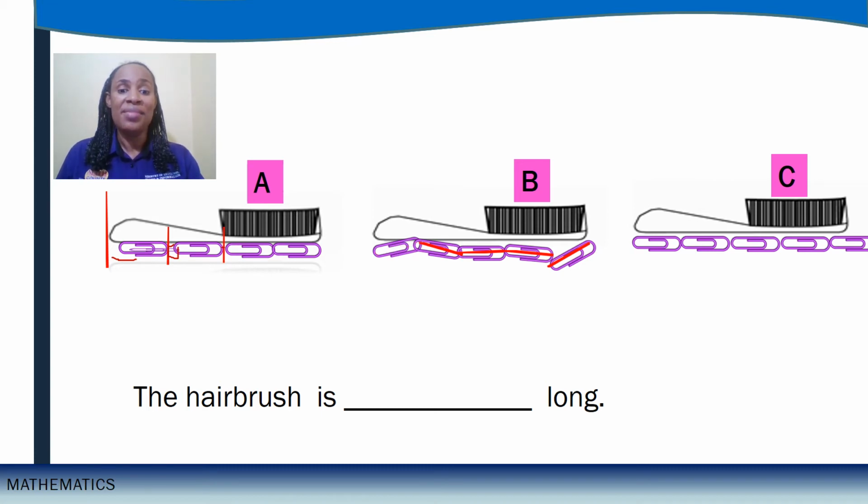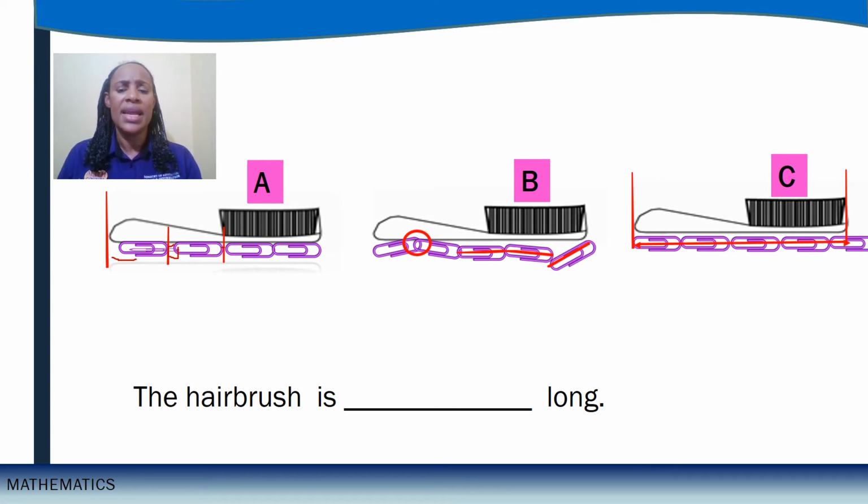Wow! Yes, boys and girls, if you said that there is an overlapping of 2 paper clips, that is correct. So student B did not measure correctly. Let's look at student C. Did student C measure correctly? Oh my, that was quick.